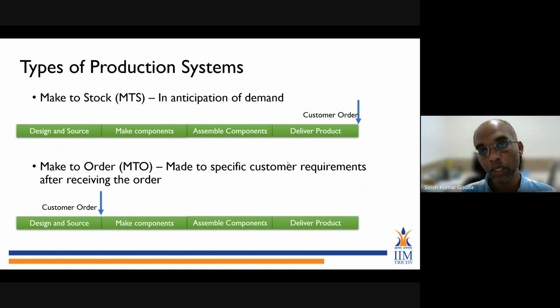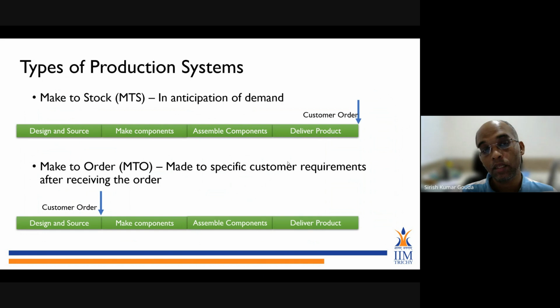So the time it takes from the moment you place an order till you get the product is much, much less in a make to stock as opposed to in a make to order situation. Now that creates another angle, in the sense that when you are trying to talk about make to stock, the kind of variety that you can get is usually going to be limited because the customization is done even before you anticipate the demand.